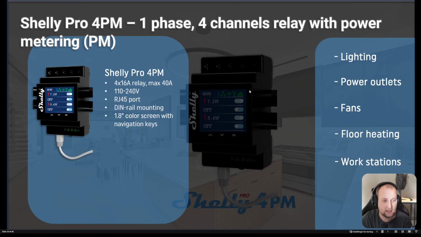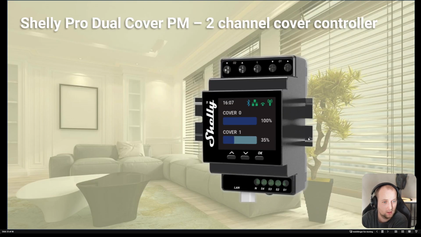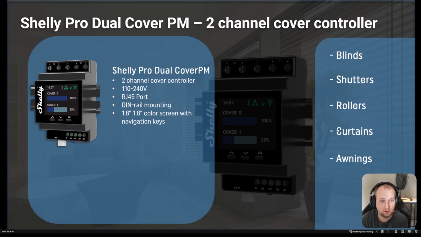What I also like is that it has this color screen with navigation keys, so you can, from the device itself, very easily turn on and off each output, and you can monitor and read the current power consumption of each channel. Good. We have one more device with the exact same hardware, but it has another firmware for cover control. So this is the Shelly Pro Dual Cover PM, and with this device you are able to control 2 different blinds, shutters, rollers, curtains, and something like that. Good.